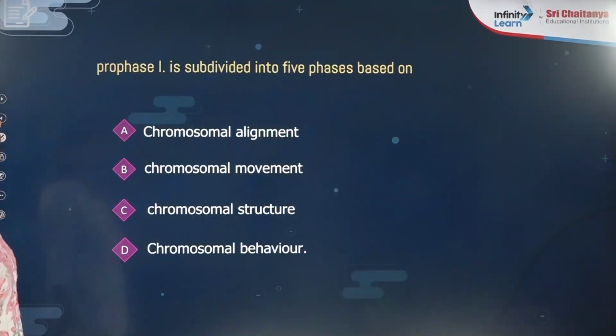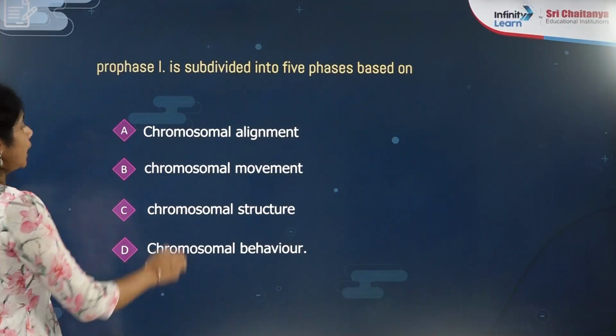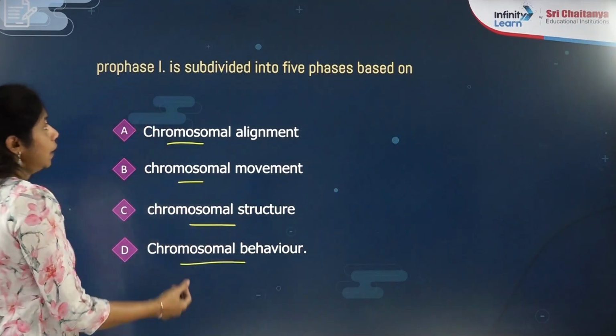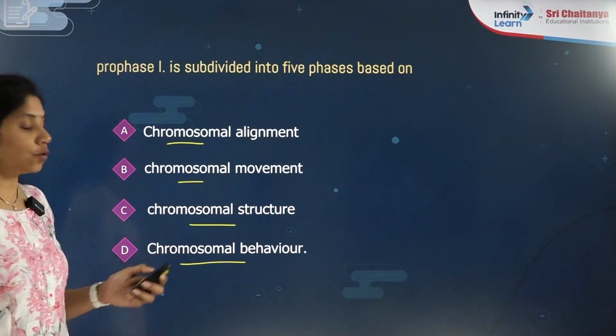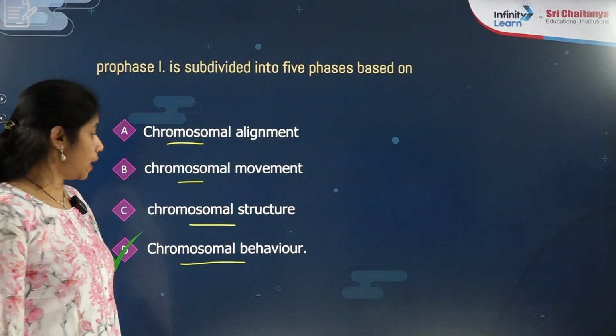Next one. Prophase 1 is subdivided into 5 phases based on chromosomal alignment, chromosomal movement, chromosomal structure, chromosomal behavior. It is subdivided into 5 phases based on the behavior. So, for this, the correct answer will be chromosomal behavior.